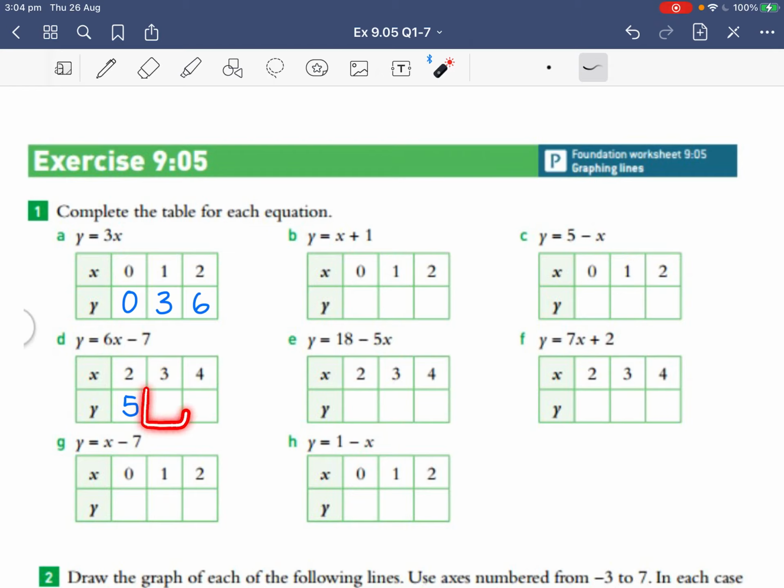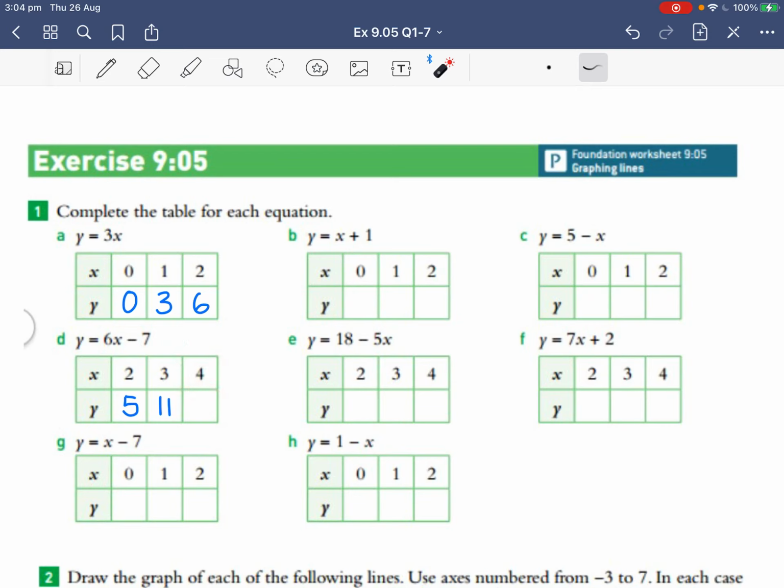Then for our x value of 3, we want to substitute it into our equation where our x is in order to find our y value. So to get our y value, it will be 6 times our x value of 3 minus 7. Now 6 times 3 is 18. 18 take away 7 is 11.